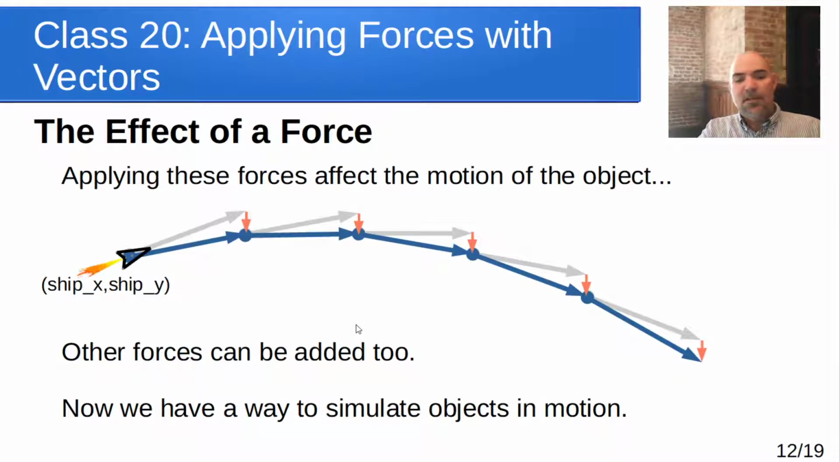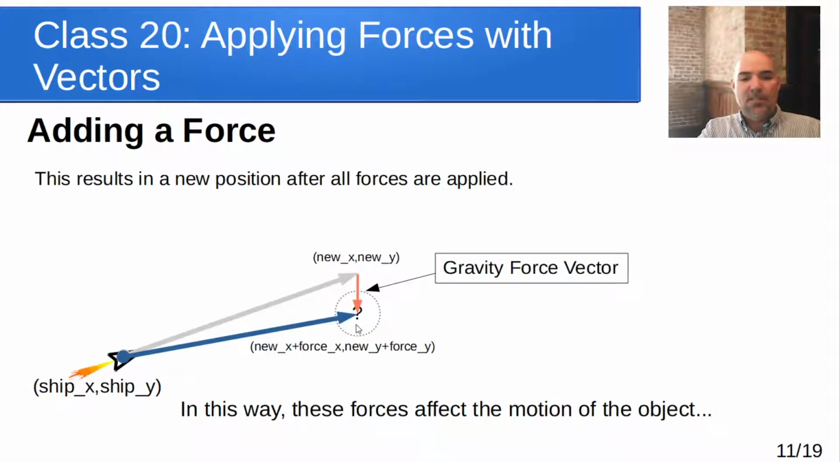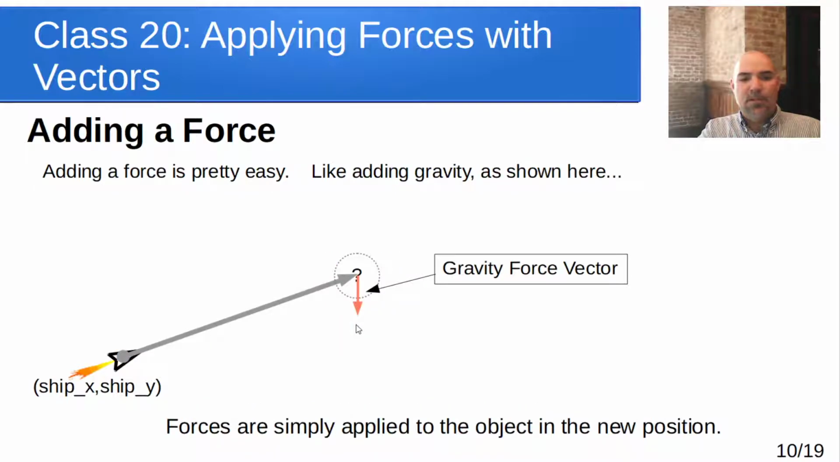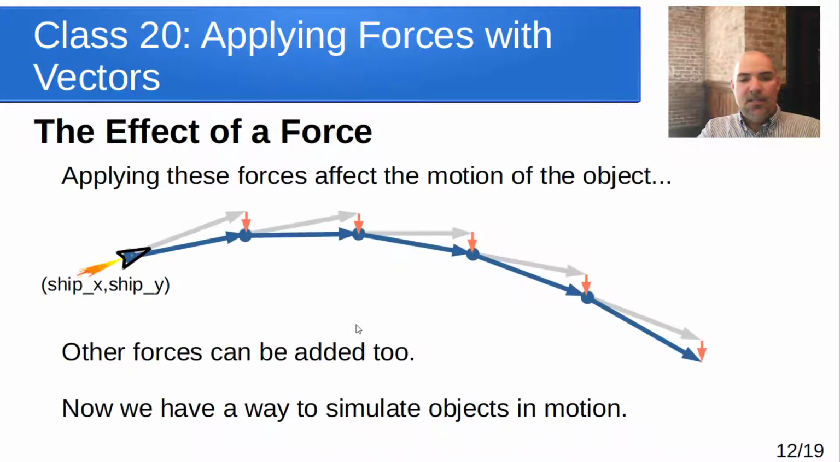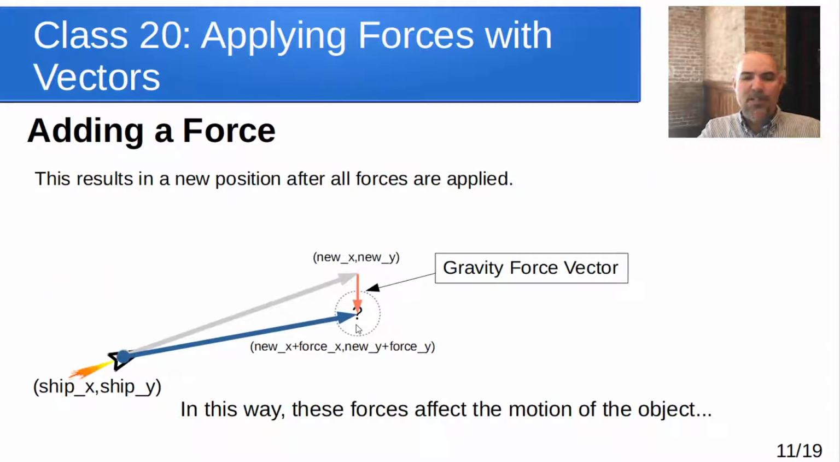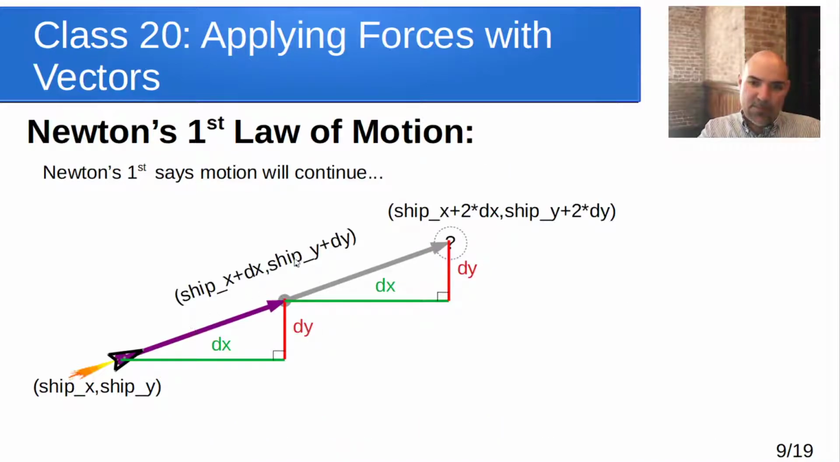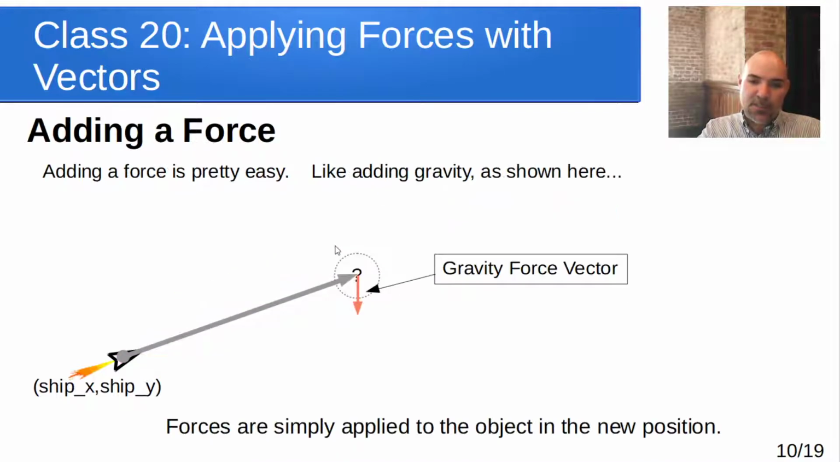Now, to rewind a little bit and look at how that works, the idea here is pretty straightforward. Let's go back to here. Essentially, whatever the new x and new y would have been, which we already calculated back here, is just ship x plus dx, ship y plus dy.